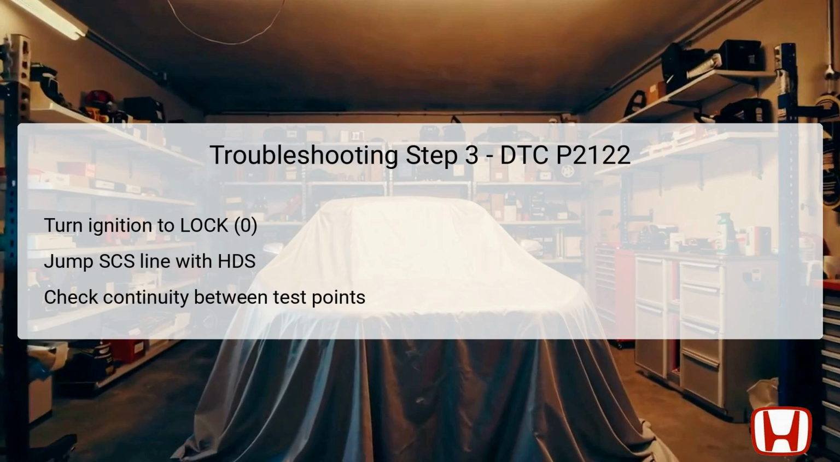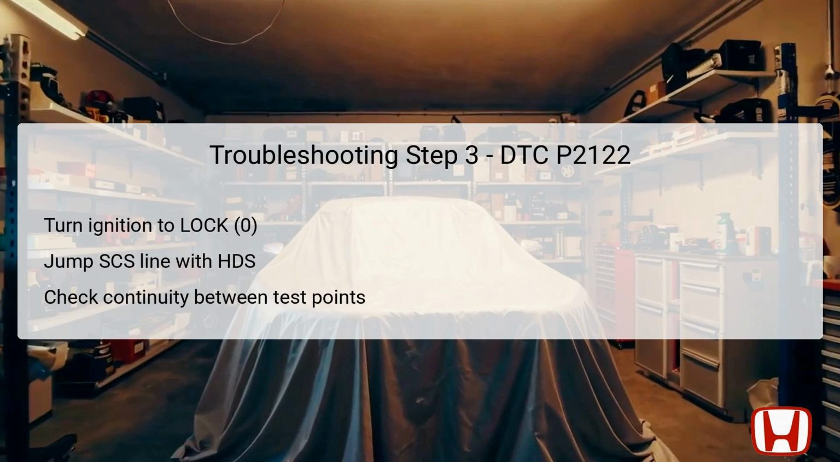After confirming voltage levels, turn the ignition switch to LOCK (0) to avoid any accidental activation of vehicle systems. At this point, employ the HDS to jump the SCS line, effectively shorting it for troubleshooting purposes. Disconnect the PCM connector A, 49P, to isolate the PCM from the circuit. Subsequently, check for continuity between the test points established within the APP sensor and the PCM.